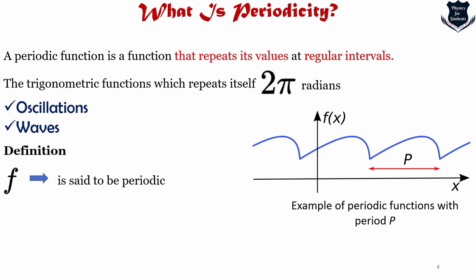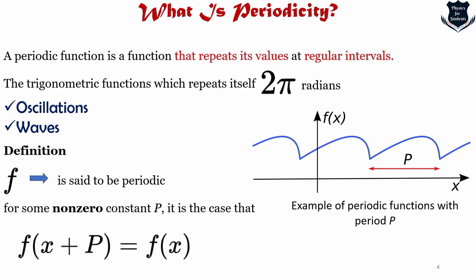A function f is said to be periodic if, for some non-zero constant P, f of x plus P equals f of x. Note that for all values of x in the domain, a non-zero constant P for which this is the case is called a period of that function. If there exists a least positive constant P with this property, it is called the fundamental period. Often the period of a function is used to mean its fundamental period, which I have not covered in this video.